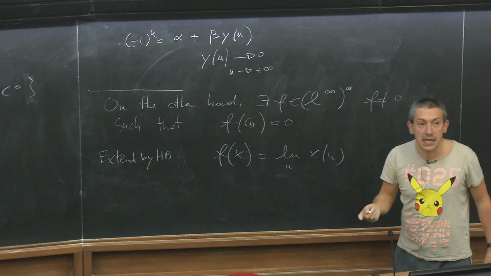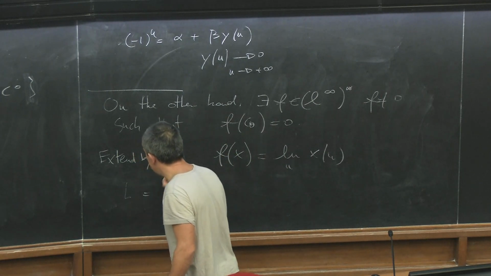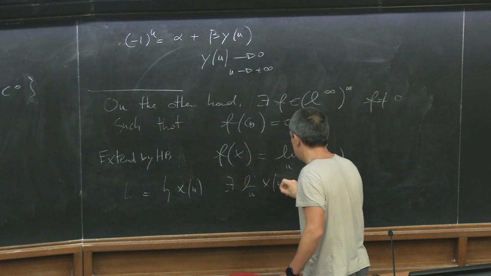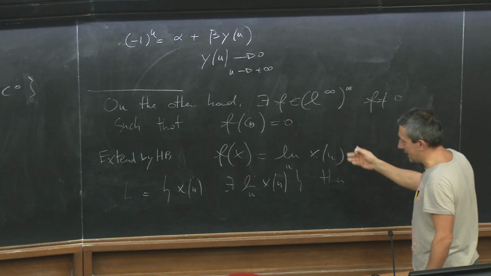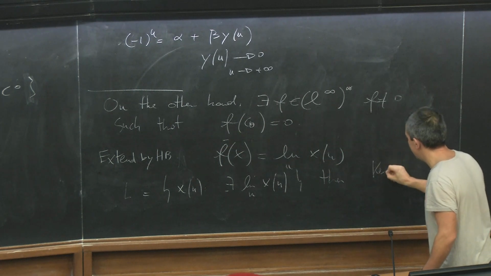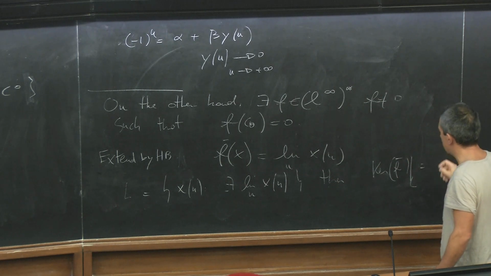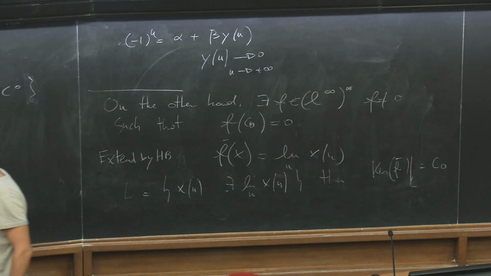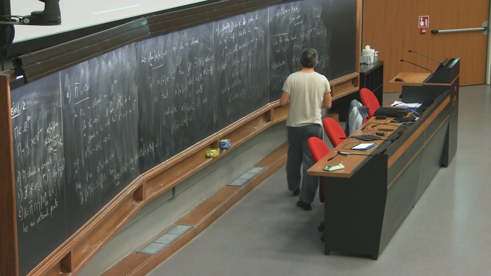The set of sequences which have limits is a closed set. Let's define L as the set of xn such that the limit of xn exists. Then it is true that the limit functional, let's call it f bar, restricted to L, is equal to C0. So the fact is that L infinity is much larger. Now, the last part: let's do the extremal points.